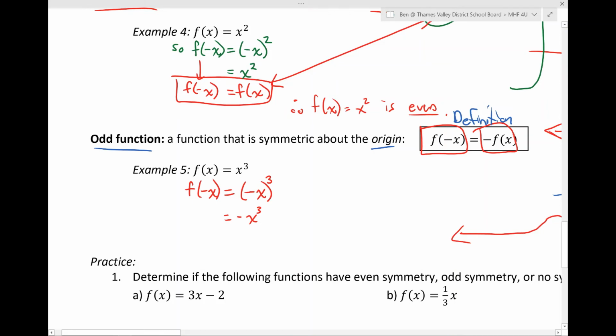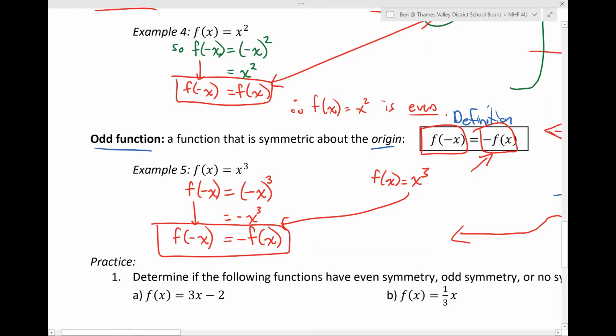So from here, does that happen to equal negative f at x? Well, I know that f at x equals x cubed. So if I substitute this in down here, then I'm left with negative f at x. I'll bring this down: f at negative x equals negative f at x. This is the definition of an odd function. So therefore, f at x equals x cubed is odd.